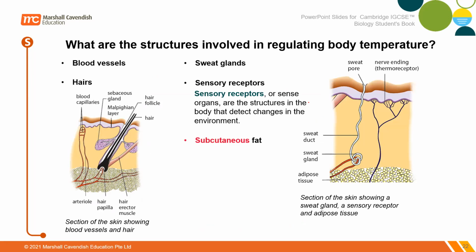The most important parts of this structure are the blood capillaries and the shunt vessels. The shunt vessels are the vessels in between the arteries, the blood capillaries and the veins. So those are called shunt vessels. The shunt vessels have an ability to dilate or constrict, based on the amount of blood that you want to expose to the skin surface.